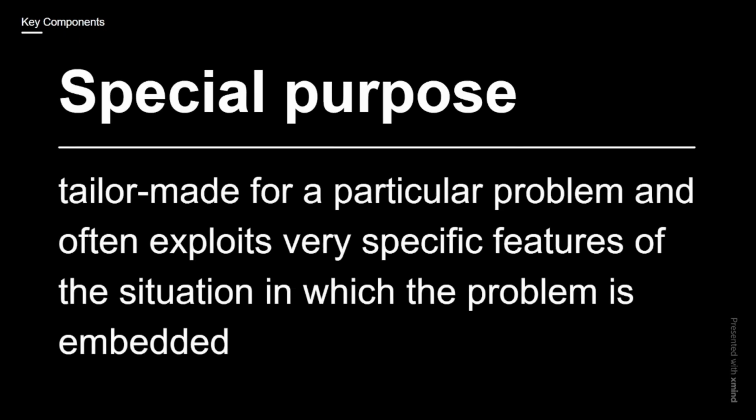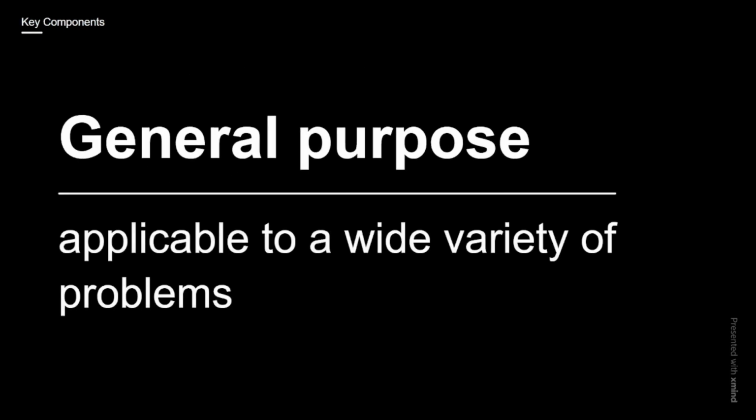As told earlier, it is tailor made for a particular problem and often exploits very specific features of the situation in which the problem is embedded. So those features of the solution will be specific to a particular situation and cannot be used for a wide range of applications. So that is called special purpose problem solving. The next is general purpose. That is something opposite to special purpose. So, in general purpose, that solution can be applied to a wide range of problems.